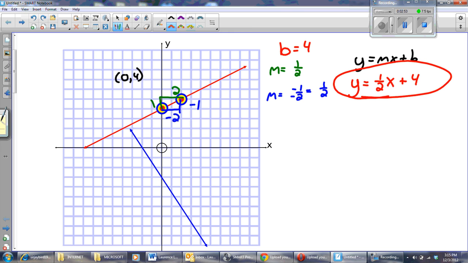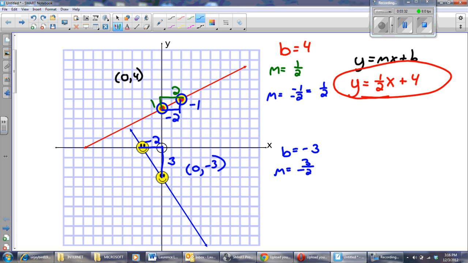Again, let me try to find a point, my y-intercept on the blue line. Looks like it's going through there. And then at another point, it looks like it's going through there. Okay, the y-intercept looks like it's going to take place at the point 0, 1, 2, 3, and it's below the origin, so that would be -3. So that means b equals -3. All right, counting my slope, I'm going to rise 1, 2, 3. My rise is 3. My run is 1, 2, -2. So my slope is going to be 3 over -2.